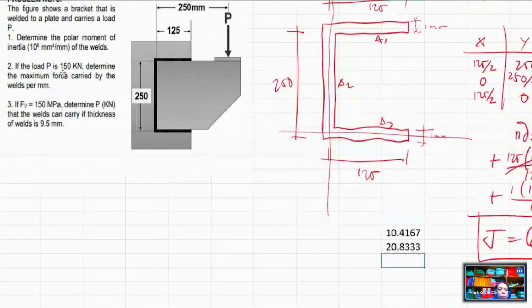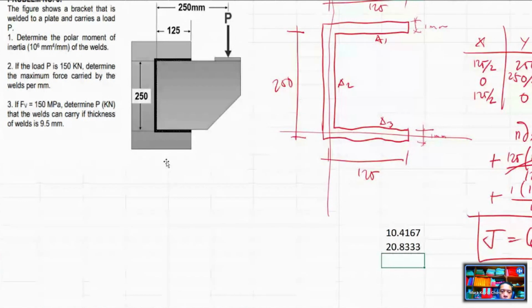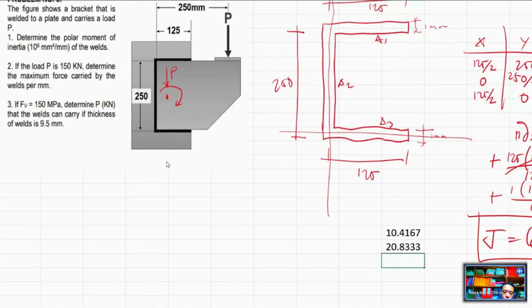Problem number 2. If the load P is 150 kilonewton, determine the maximum force carried by the wheels per mm. Take note that the equivalent force system is, if this is the centroid, there is a force P and also a torque, which is equal to P times e. So this is the equivalent force system.